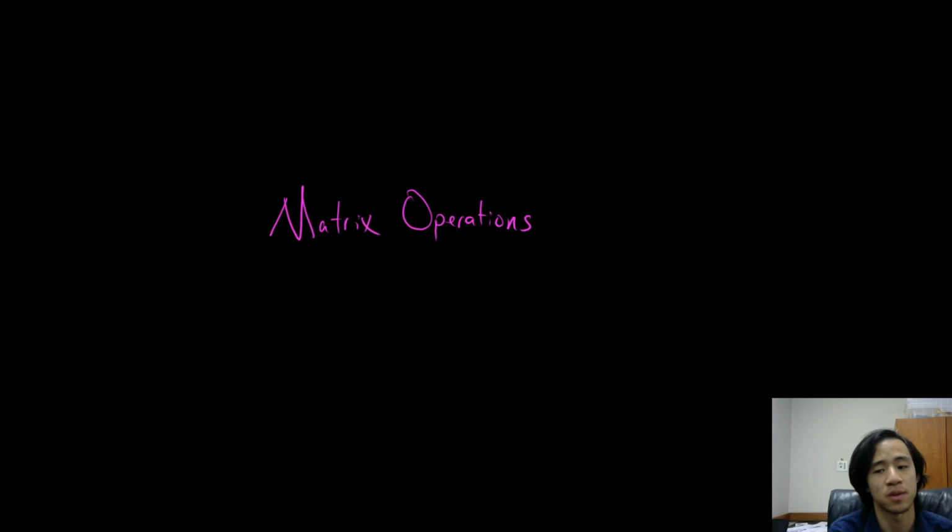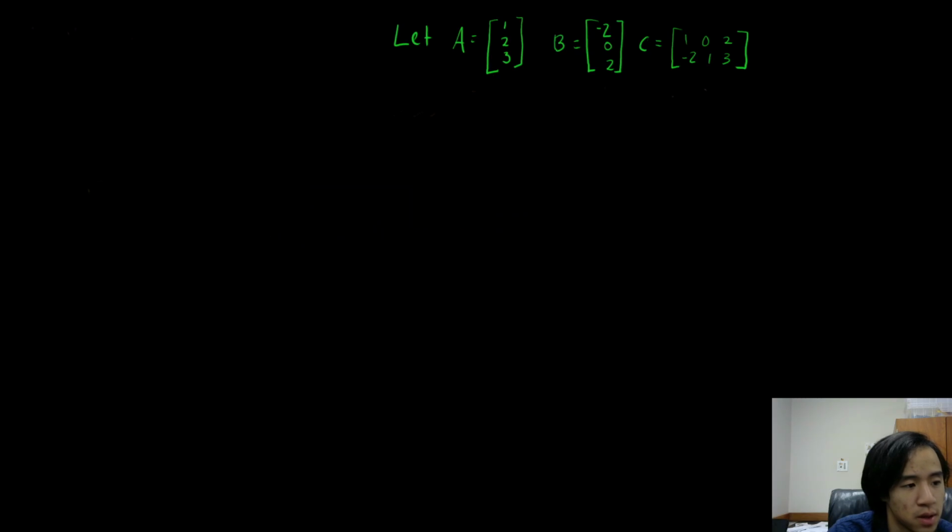In this video, we're going to talk about matrix operations. So here are three matrices that we're going to use for this. And first we need to talk about their sizes. So when we talk about the size of a matrix, we're going to talk about basically the rows and the columns of the matrix.